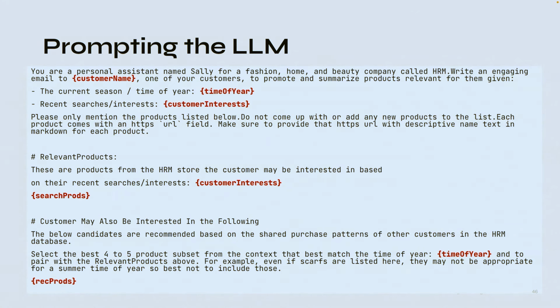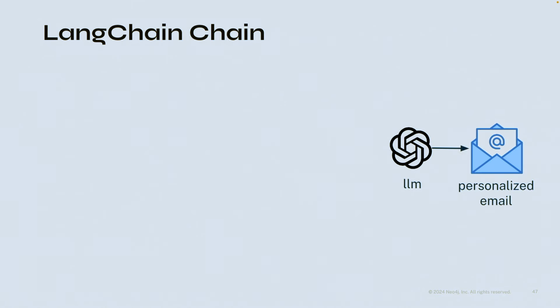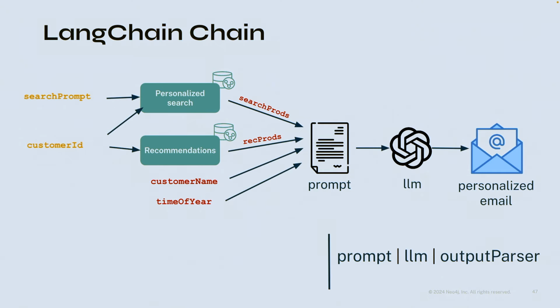And there's some other instruction there to tell it to only pick a certain number from those things and kind of be creative with that and make sure it aligns to the current season and time of year. And this is kind of what it looks like. I'll just go to the end of this thing.